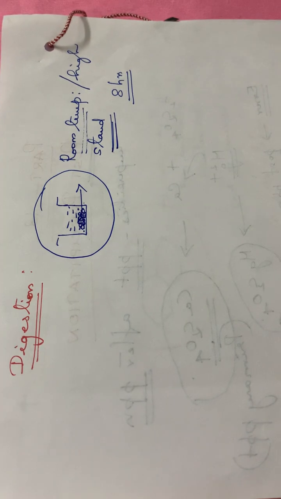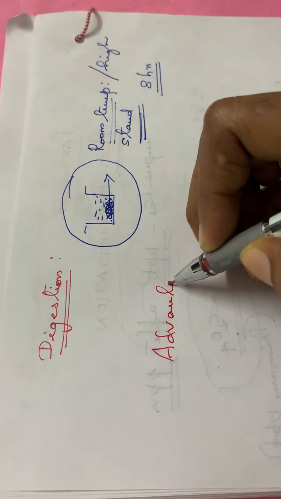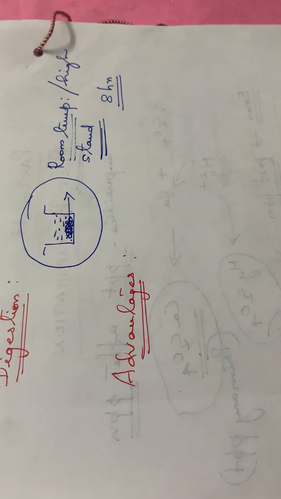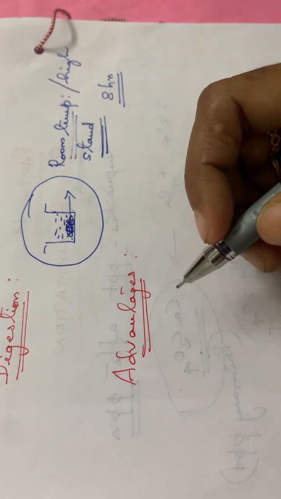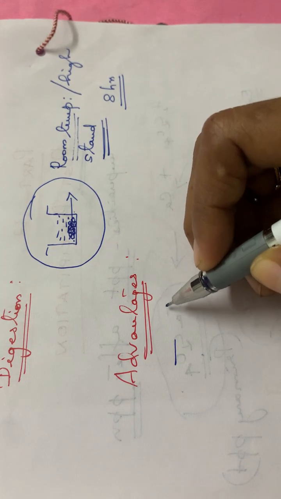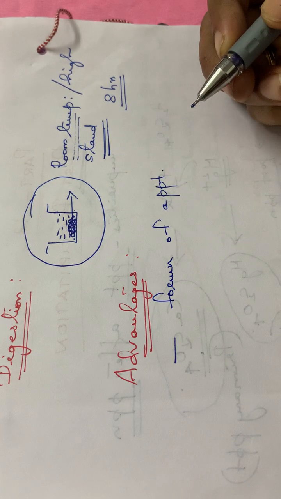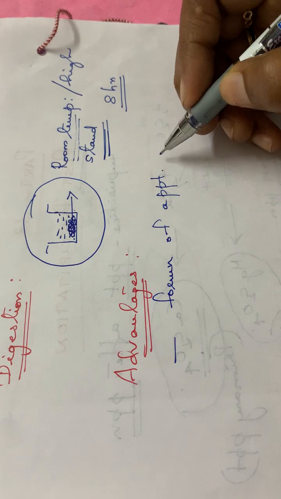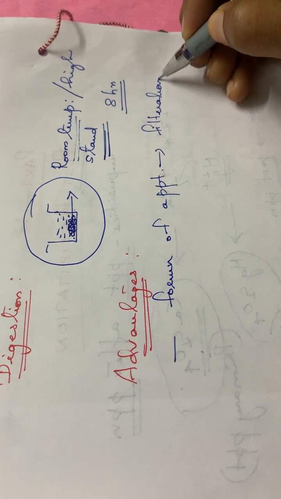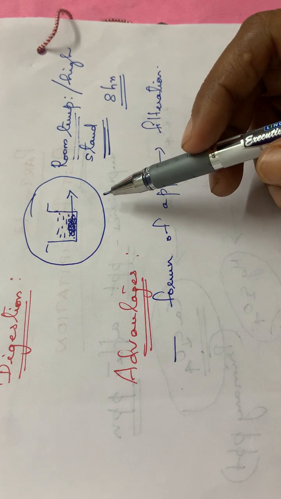Then some of the advantages of this digestion process. Advantages of digestion. See here, the first point is that it promotes the formation of a precipitate. That is, more precipitate will be formed after keeping it for several hours. And also this precipitate can easily be separated through the process called filtration. We are just filtering the precipitate. So the formation of a precipitate is enhanced by this digestion process.